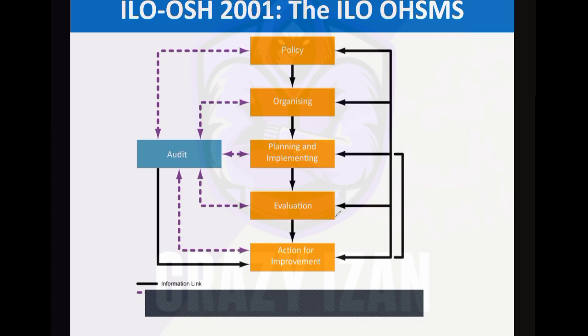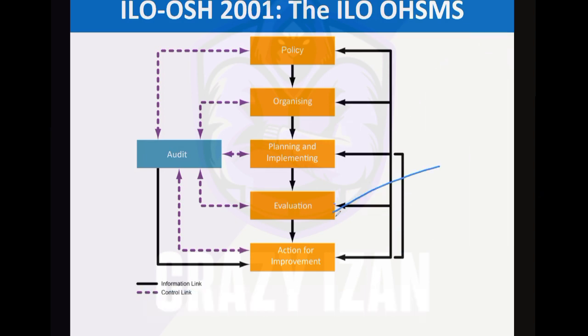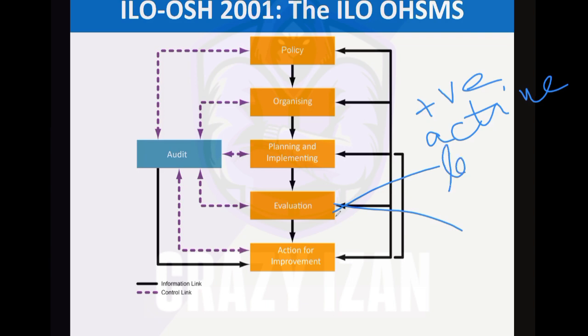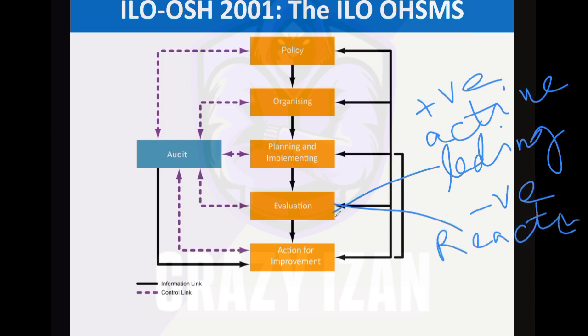Okay. So during monitoring, you monitor two types of things. You monitor positive or active indicators. These are also known as leading indicators. And you also monitor negative, reactive, or lagging indicators. Okay. What do you mean by positive, active, and leading indicators?